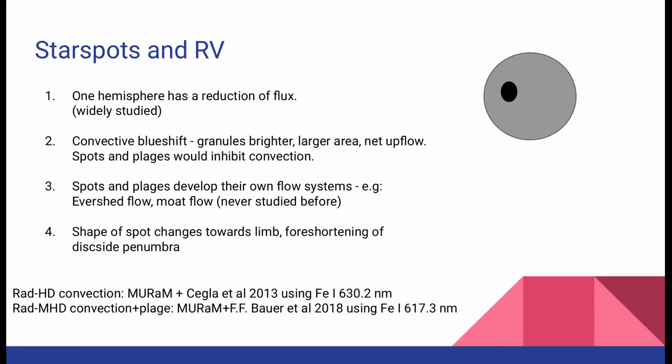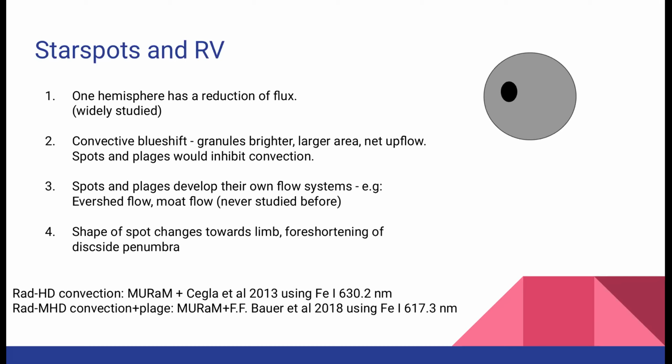We also know that stars have a net convective blueshift because in the granules, the upflow regions are brighter and have a larger area, and therefore you have a net upflow. And if you have the presence of a spot or an active region, that would inhibit the convection, and therefore it would also affect the convective blueshift. The first one has been widely studied.